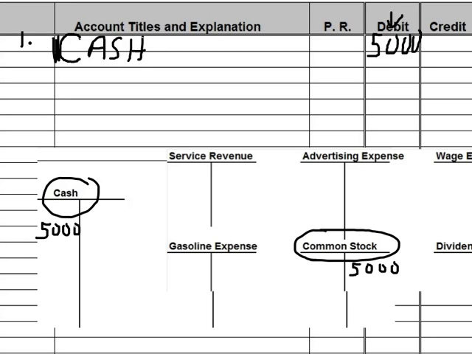The next line is our credit. Our credits are indented, and then we would write common stock. Since I increased the credit line, that's indicating it's going to move over to this credit column here, and I'm going to write in $5,000.